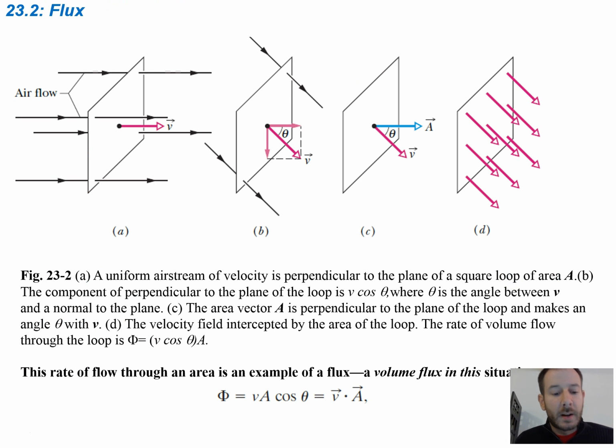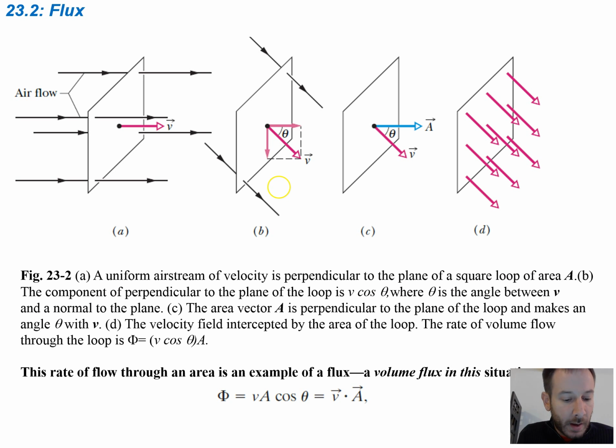So before we get into Gauss's law, we want to discuss something called flux. This slide gives you an idea of what flux might be. Say we had a square hoop over here, and you have some air flowing through it. The air has some velocity. In the first picture, a uniform airstream of velocity v is perpendicular to the plane of a square hoop.